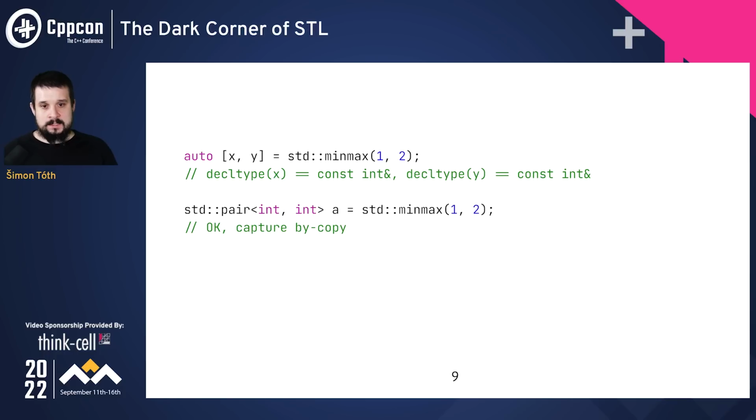Now we can save the call by explicitly storing the value in a pair of ints. In that case, what happens is that as part of the expression, we are again making a copy. And in this case, a copy from a pair of two const int references into a pair of ints.